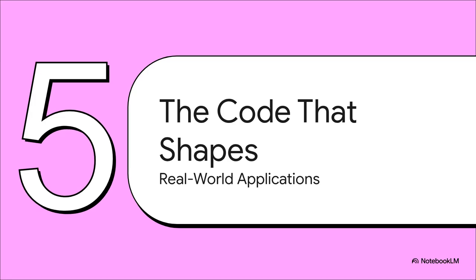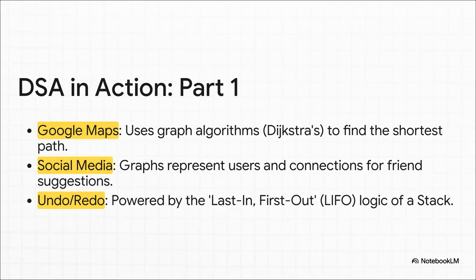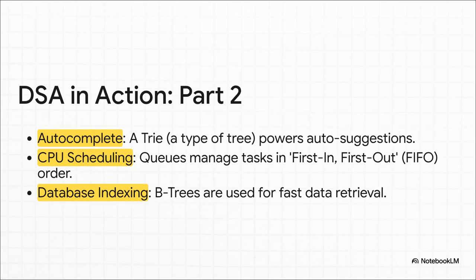So, why does any of this matter? Because these fundamental choices, these tools from the kit, they aren't some abstract computer science concept. They are the invisible architecture of our entire digital world. Think about it. When Google Maps finds the fastest route and avoids traffic, that's a powerful graph algorithm at work. Your social media feed, mapping out that huge web of friends and connections, also a graph. Even that simple undo button you use all the time, that's a stack, a structure built on the simple idea of last in, first out. And the list just goes on and on.